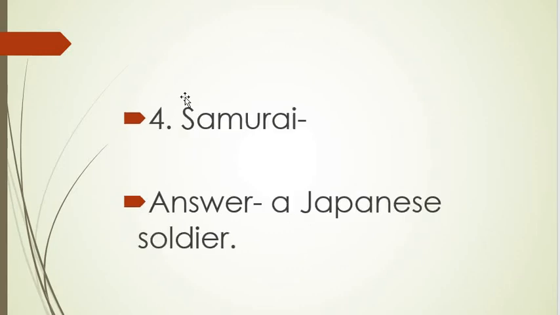Moving on to the fourth one, samurai. The answer is a Japanese soldier. I hope you are repeating the answers at least, my dear students. Samurai, the answer is a Japanese soldier. Make sure J is capital, because it is a proper noun. You are referring to a country.